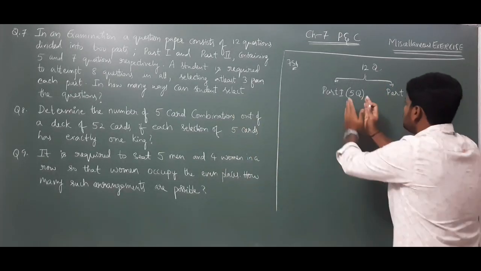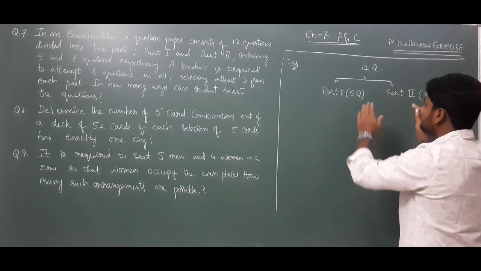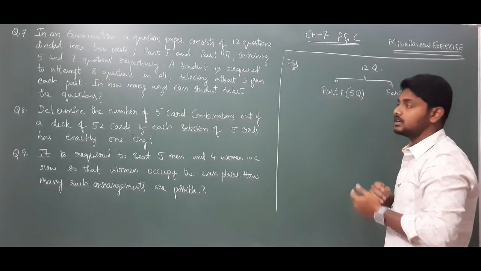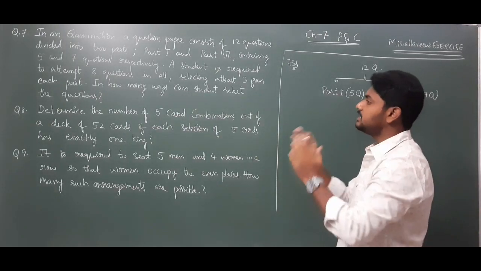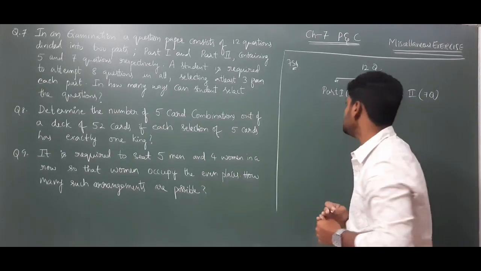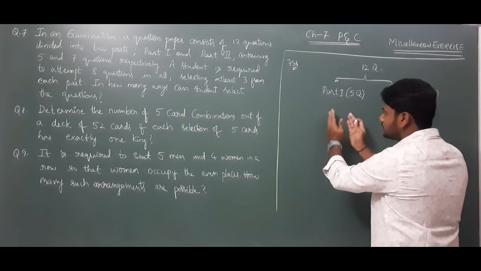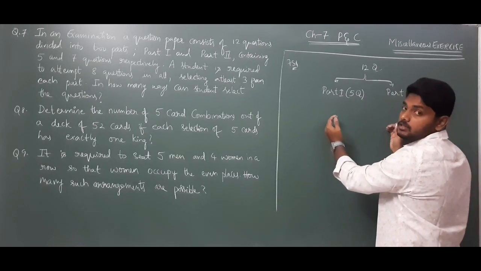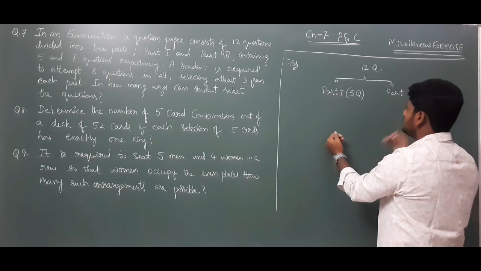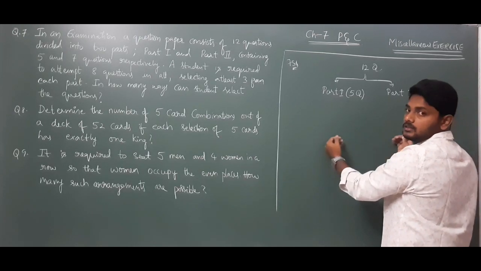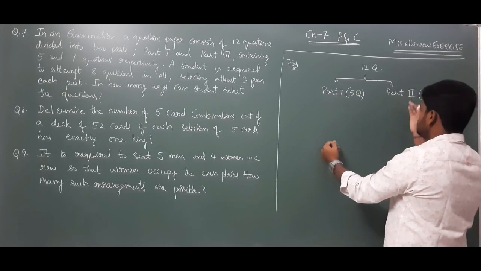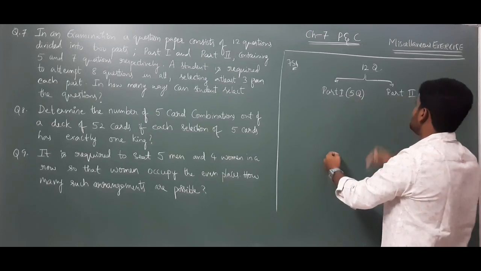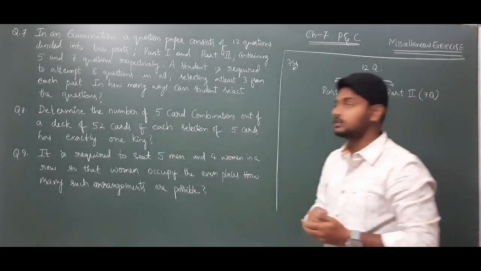From the total of 5 and 7 questions in the 2 parts, we need to attempt 8 questions, but with the condition of at least 3 from each part. For example, if we take 3 from part 1, the remaining 5 must come from the 7, because the total should be 8. If we take 4 here, it should be 4 there. If we take 5 here, it should be 3. Can we take 6 here? No, only 5 are available. So those are the 3 cases we need to solve.